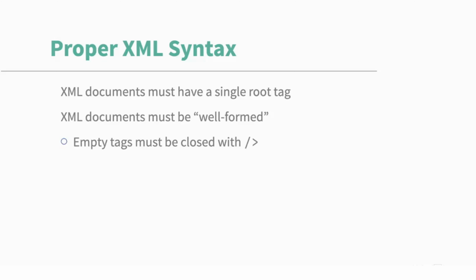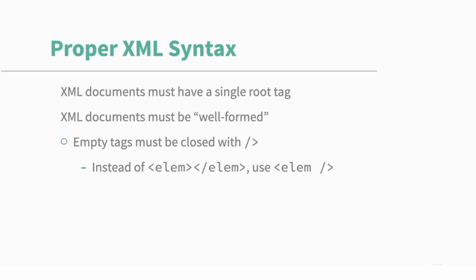The first is that empty tags have to be closed with a slash before the closing angle bracket. Now, this is different from HTML, for example, where image tags are empty, but they don't necessarily have this trailing slash. And the reason for that is because the browser knows what HTML is. It knows that there's this tag called IMG. It knows that it's empty, right? It doesn't have other tags inside of it.